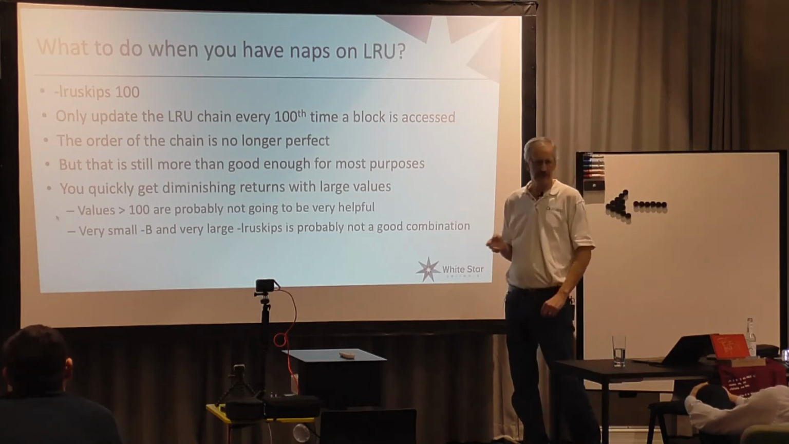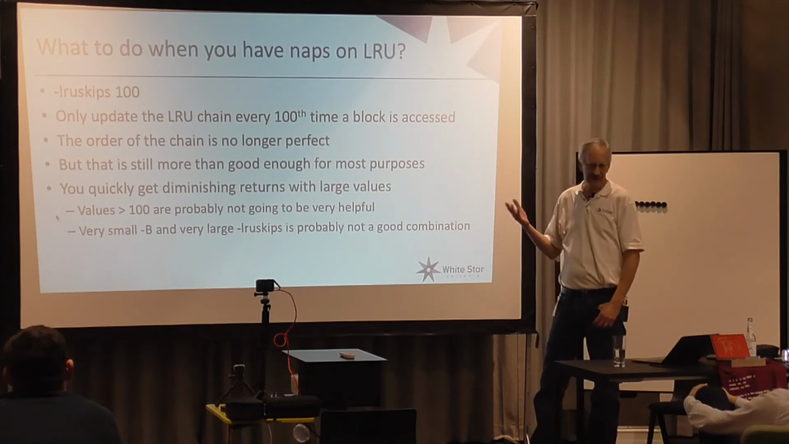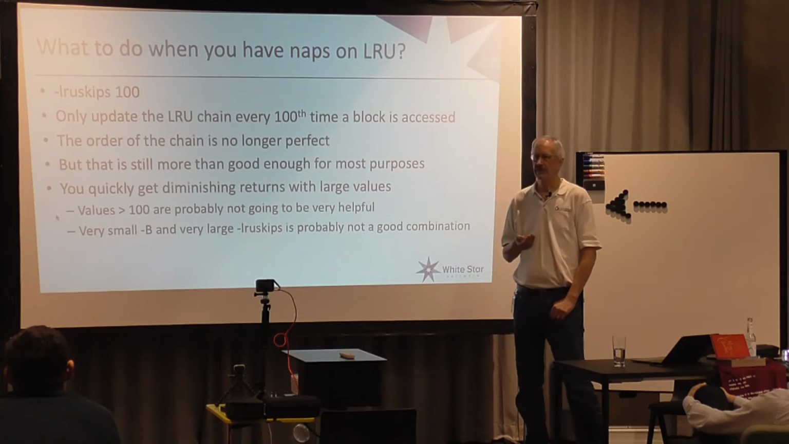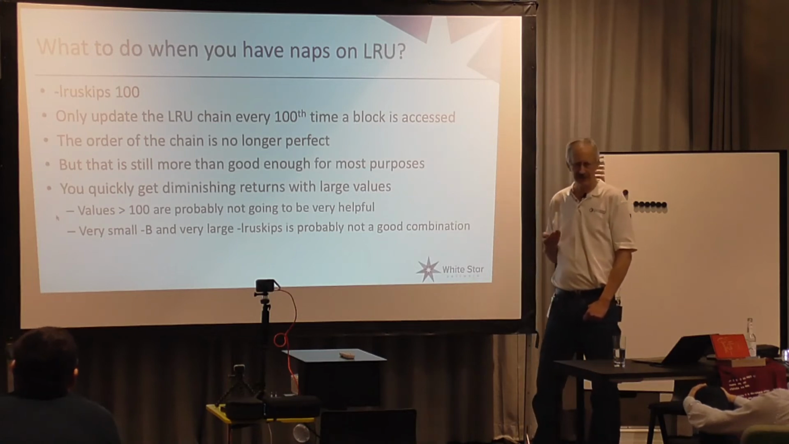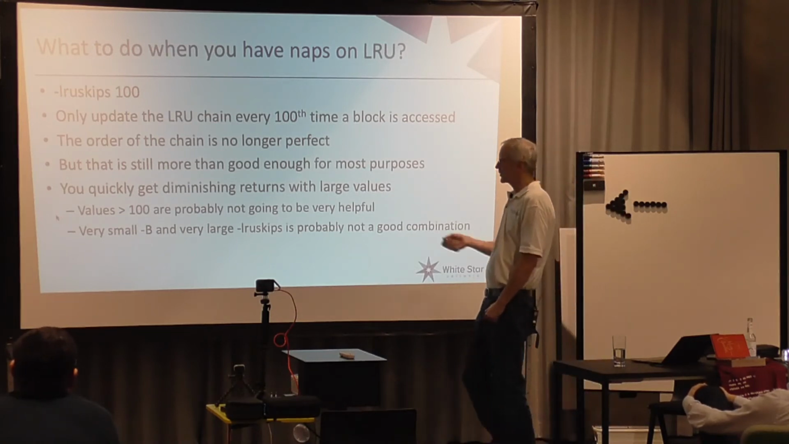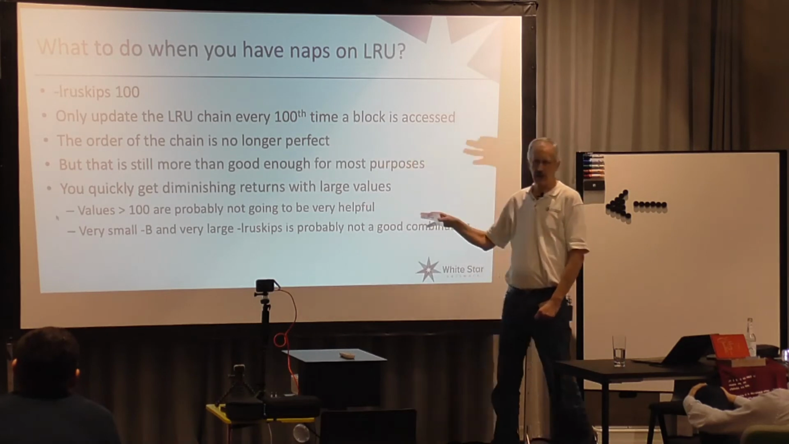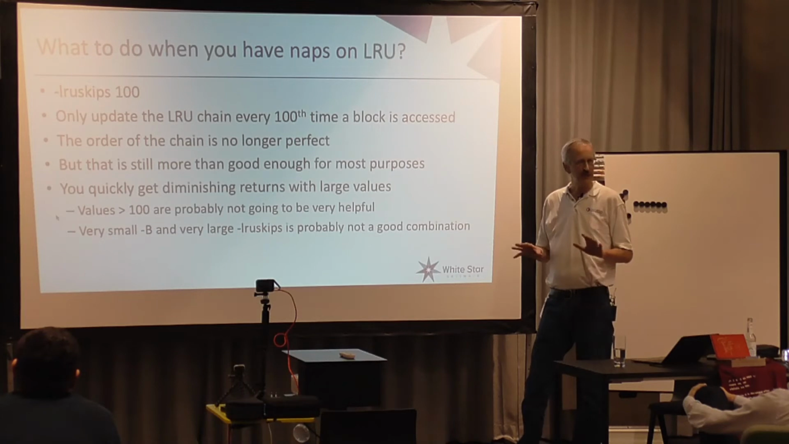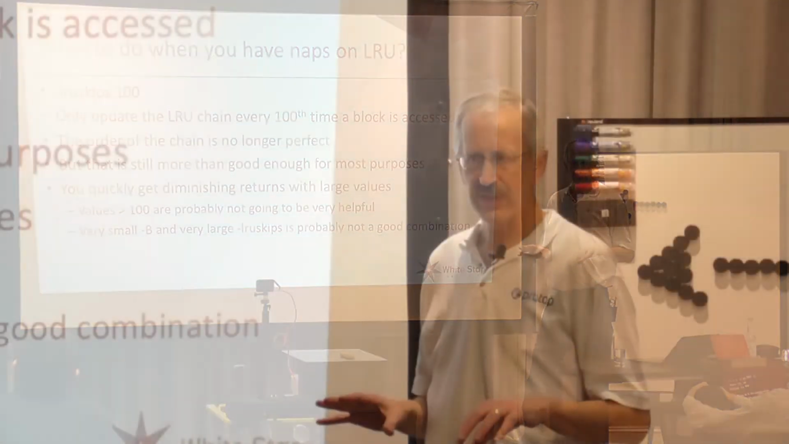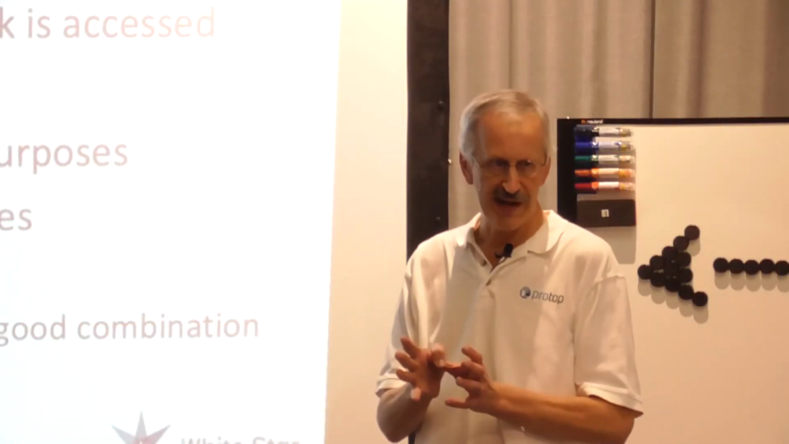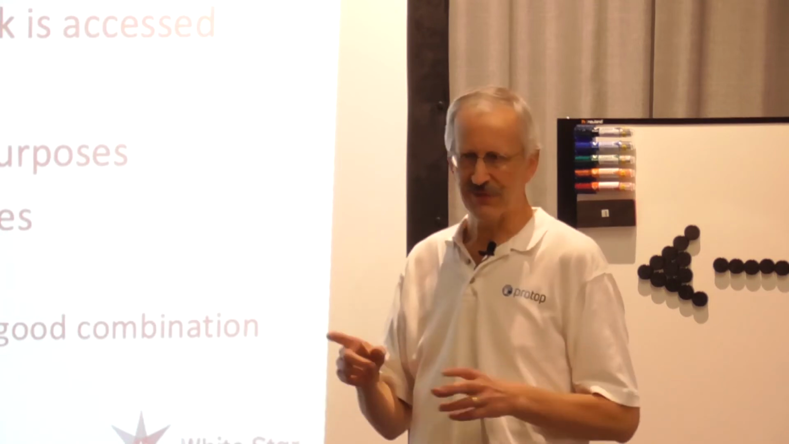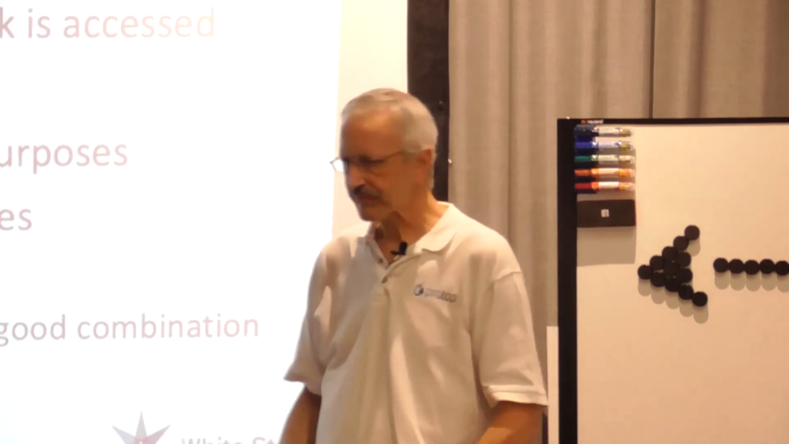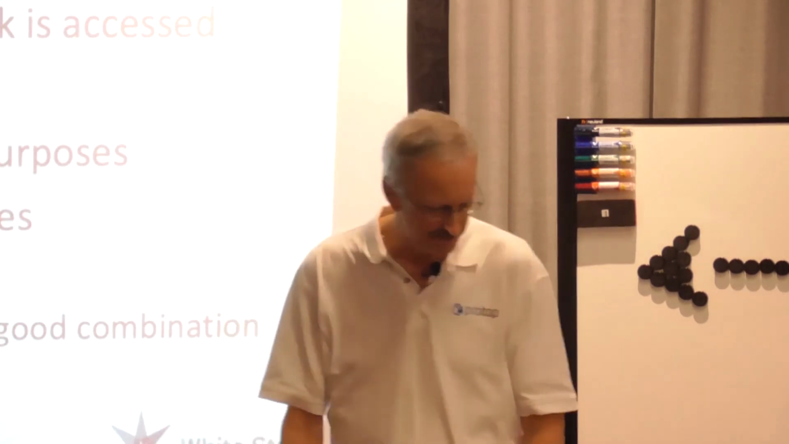Setting it to 100, maybe 200, 500, those are not crazy values. Setting it to 1,000, you're starting to get into crazy land. What you especially don't want is a very small buffer pool, -B, and a very large LRU skips. If you think about it, that's not going to work out very well. If you've only got 1,000 blocks and you're only counting them once every 1,000 times you touch them, they're not going to be in the order that you're looking for. So don't do that.